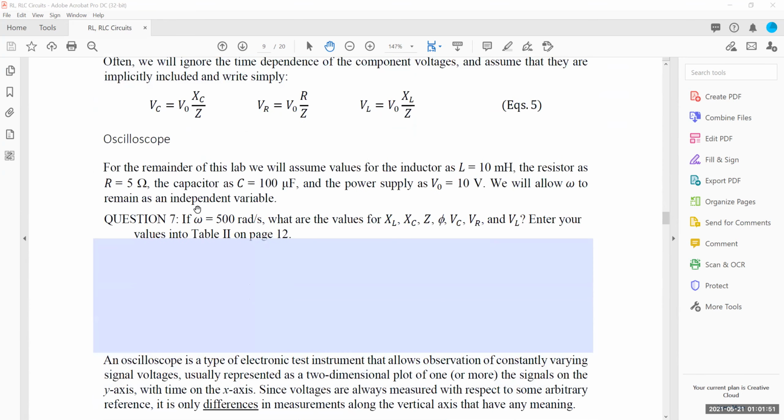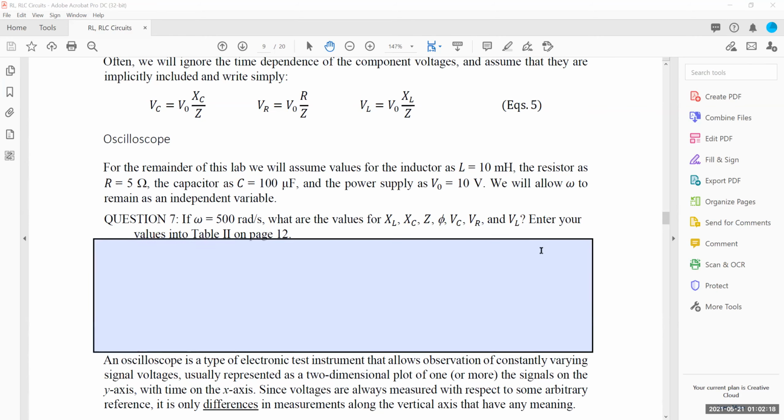And Z, you have R, which is 5 ohms. So it's going to be the square root of 5 squared plus whatever the difference between XL and XC squared. And that is going to be Z. Phi is going to be the difference between XL and XC that you calculated, divided by R, which is 5. And you do the arc tangent. Make sure your calculator is set up on the proper mode. So if it is in degrees, you report the answer in degrees, okay?